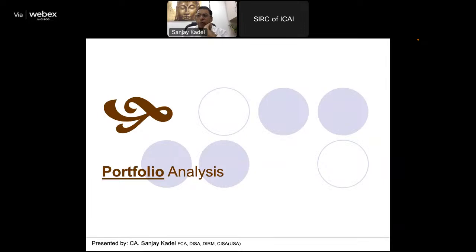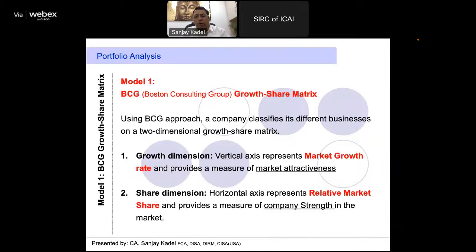The meaning of portfolio is group, collection. And now we are going to see analysis of a group or collection of products or collection of businesses, and how do we treat those products and businesses in terms of investments, in terms of efforts, and then which products or which businesses we take forward, which businesses we do not take forward. That we can analyze by adopting some models which are proposed in this particular section. So let us see some of the models of portfolio analysis.